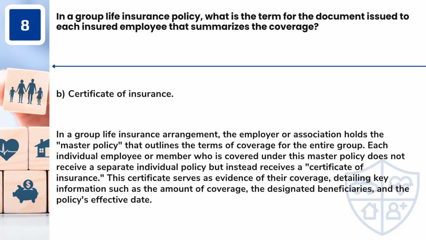Answer: B. Certificate of insurance. In a group life insurance arrangement, the employer or association holds the master policy that outlines the terms of coverage for the entire group. Each individual employee or member who is covered under this master policy does not receive a separate individual policy but instead receives a certificate of insurance. This certificate serves as evidence of their coverage, detailing key information such as the amount of coverage, the designated beneficiaries, and the policy's effective date.